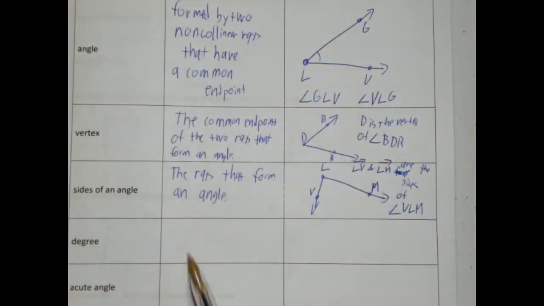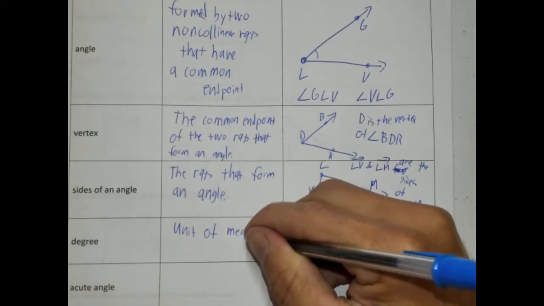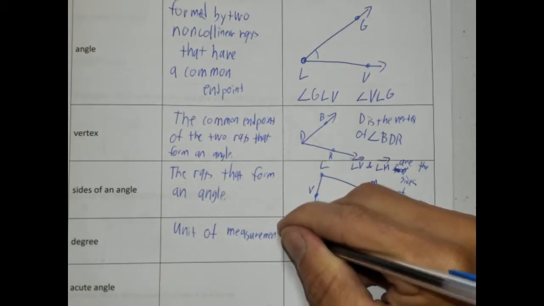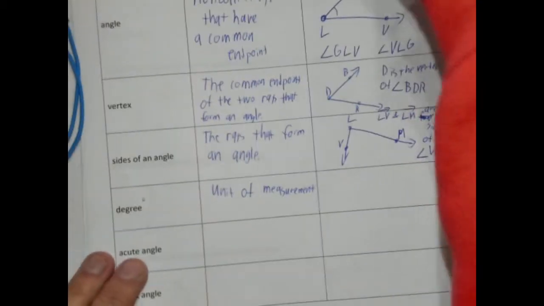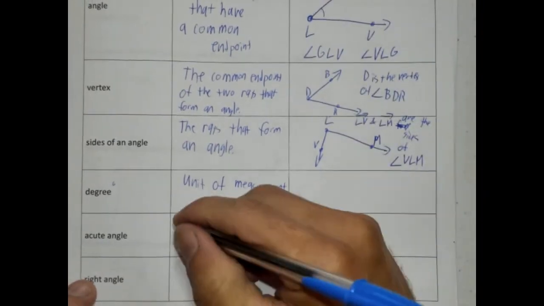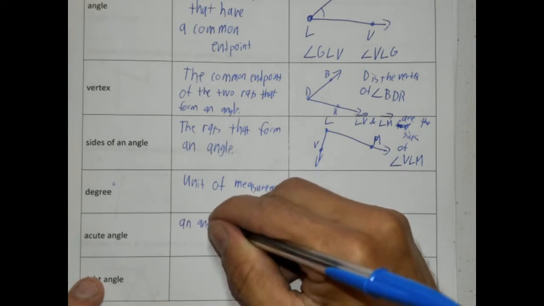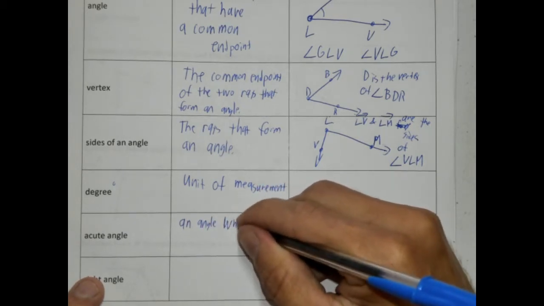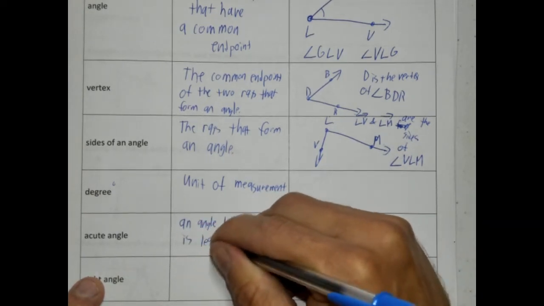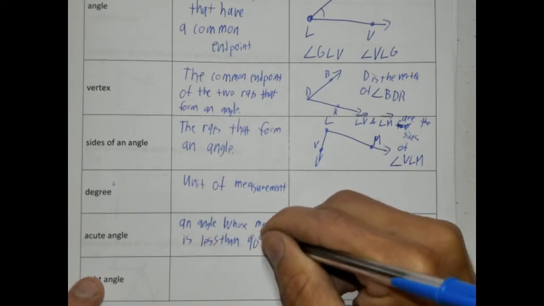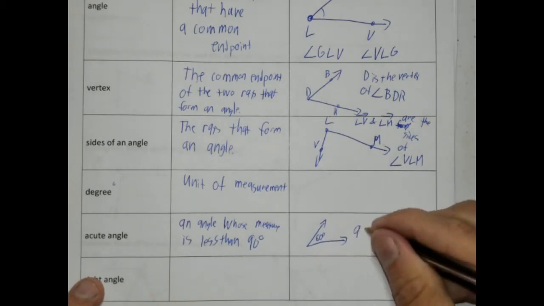All right, now degrees is just a unit of measurement, okay? And that's what we use to measure angles. Okay, so a little symbol like this, we've all seen that before. Acute angle: an acute angle is an angle that's less than 90 degrees, but greater than 0, obviously. So an angle whose measure is less than 90 degrees. Okay, so here's an example. We'll say this is 60 degrees, boom, acute angle.